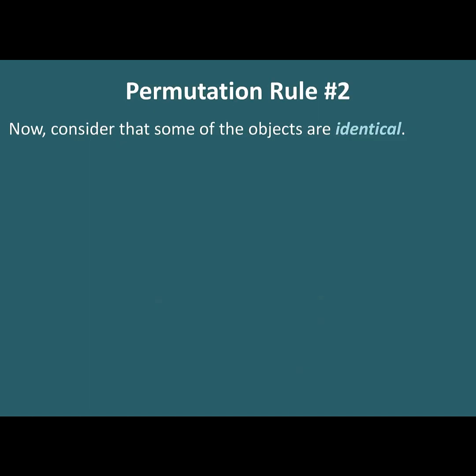Permutation rule number 2. Now let's go ahead and consider when objects are identical. In the last example, the objects were not identical. Clearly, 6 patients are 6 individuals, so that would be a different situation. But what if the objects were identical? How would that change the permutation rule?